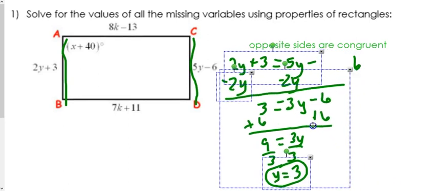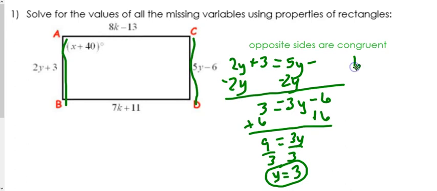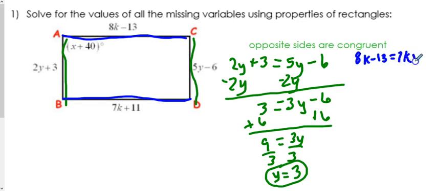Move that to the side here a bit. Okay, and then the other one we could find from that is k, doing the same process, right? AC is going to be equal to BD because those are opposite sides. So I'm going to have 8k minus 13 equals 7k plus 11.